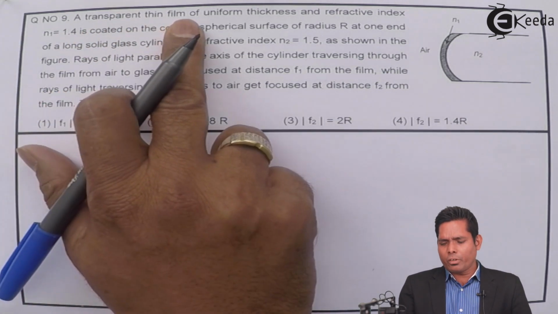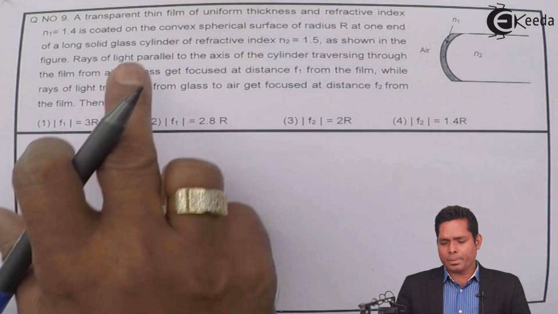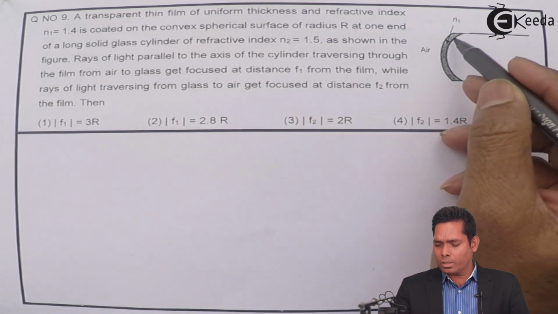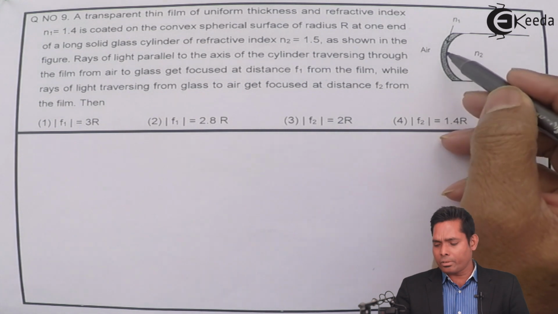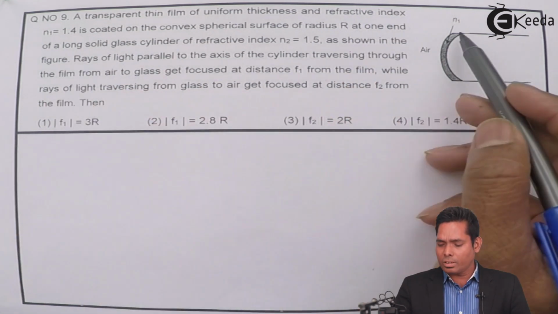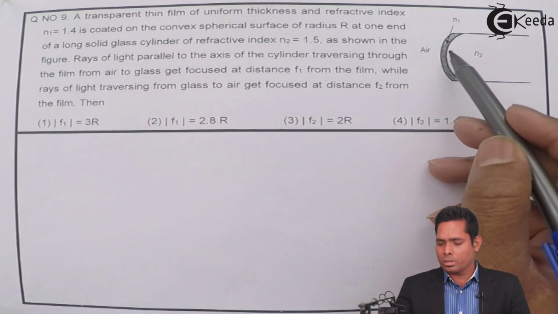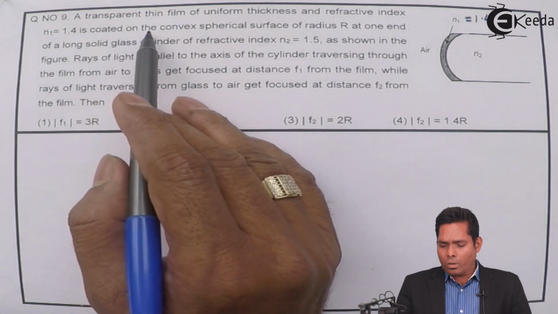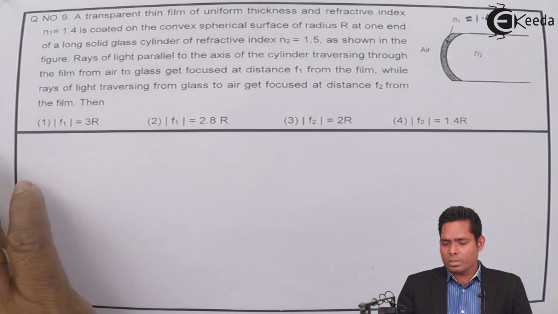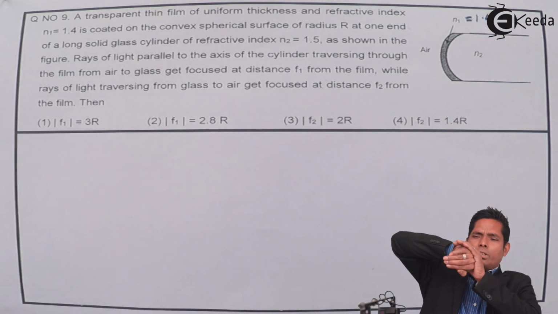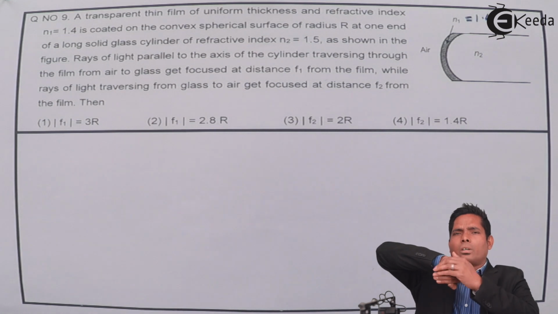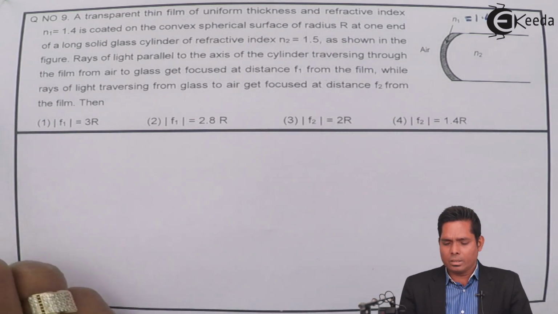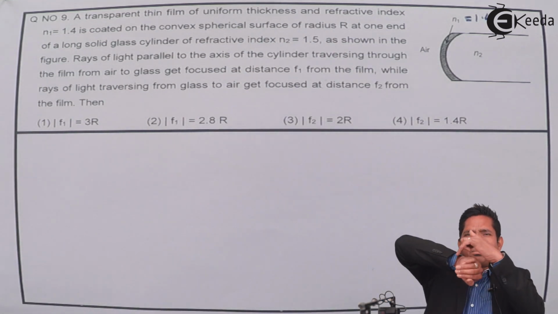A transparent thin film of uniform thickness. Here is a thin film, as shown in the black shaded region, and the refractive index of this thin film is 1.4. It is coated on the convex spherical surface. So there is a convex surface like this on which the film is coated, and that convex surface is made up of glass, obviously, and of radius of curvature r. So the radius of curvature of this part is r.